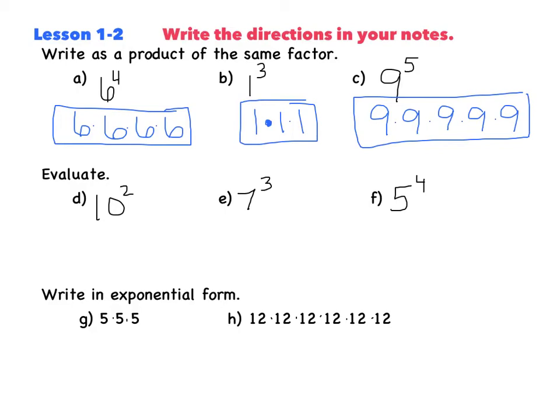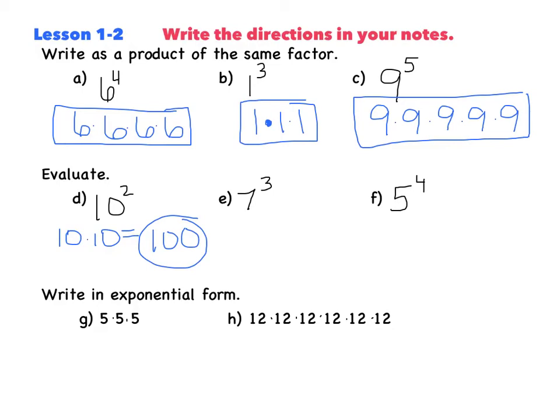Letter D, the directions D, E, F, the directions are to evaluate. That means we're going to find the value. We're going to find the answer to each of these. So we're going to show our work. Letter D is 10 squared, which means 10 times 10. We're repeating that factor, repeating that base twice. This is not 10 plus 10. It's a factor, so it's multiplication. So 10 times 10 is 100. Our value is 100.